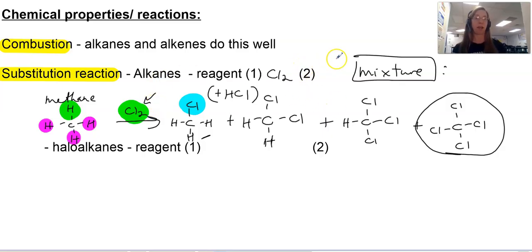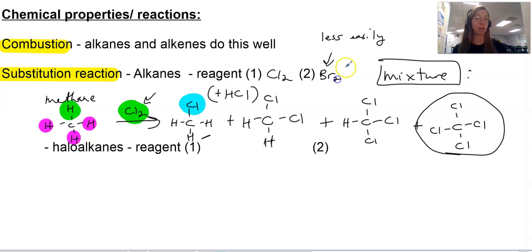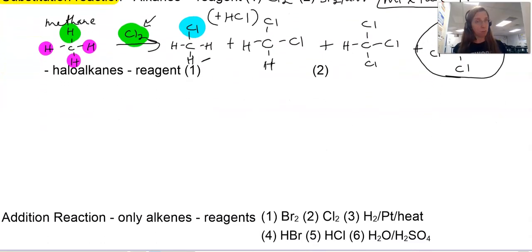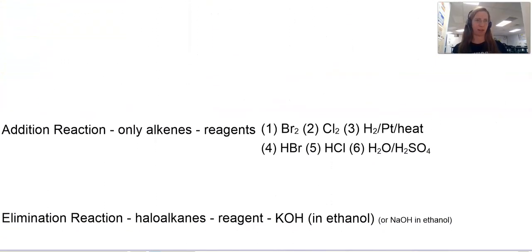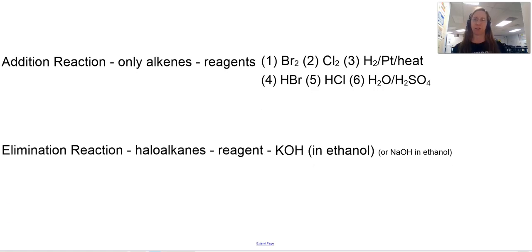And just as an aside, there is another reagent that can substitute an alkane, but it's not very easy. Bromine, Br2, can, but it does need UV light. UV stands for ultraviolet, and so it's a high energy type of light, and that will help the reaction happen. Haloalkanes can do this type of reaction as well, but we'll come back and see some examples of that later.